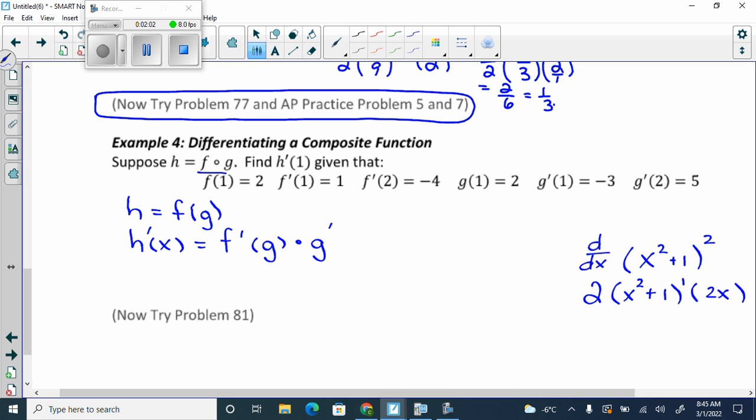We agree? It just looks really stupid without x's. So this would be f prime of g of x. F prime of g of x, and then times g prime of x. Right? You just do the derivative of the outside, keep the inside, and then the derivative of the inside. Because you're working from out to in, correct?